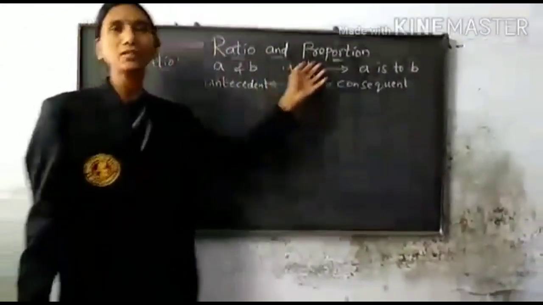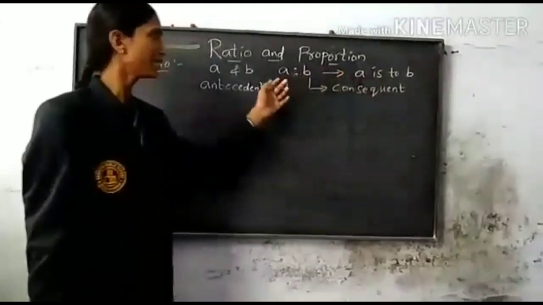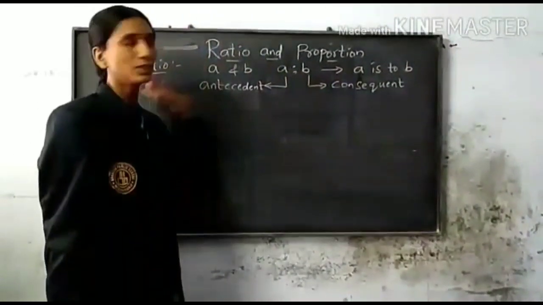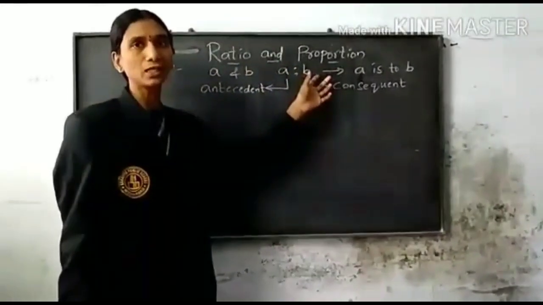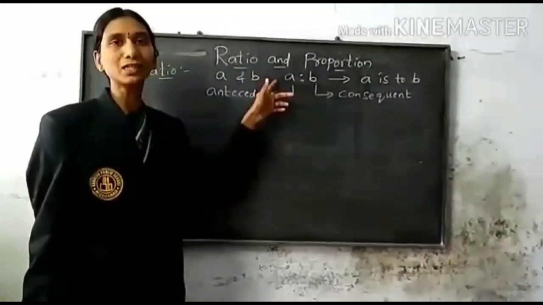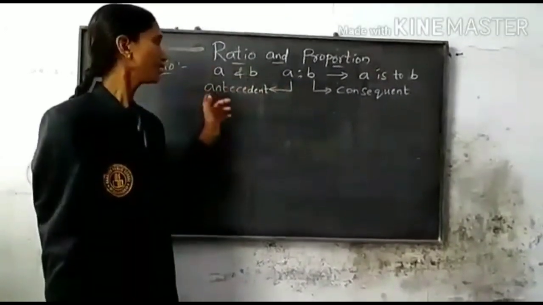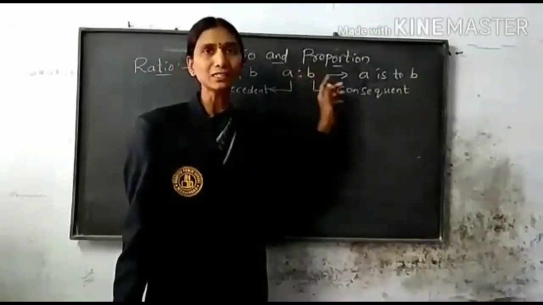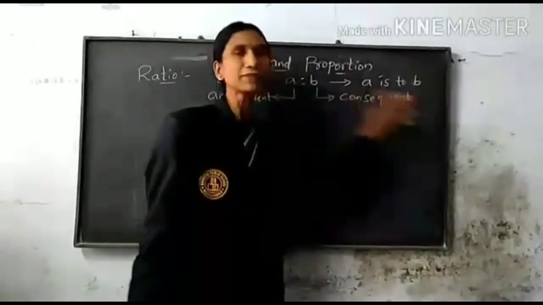Here, A and B are the two quantities, and we read it as A is to B. This is the symbol for ratio. These two quantities are called the terms of the ratio. The first quantity is called the first term or antecedent, and the second quantity is called the second term or consequent.